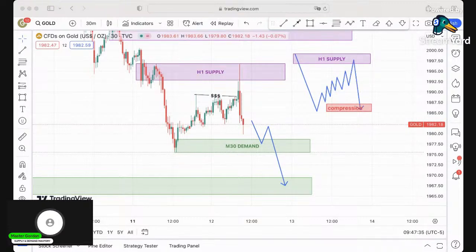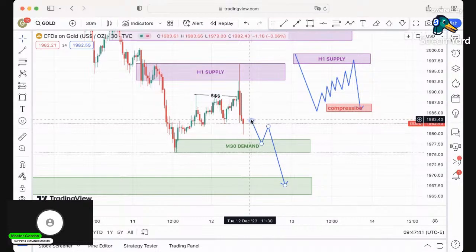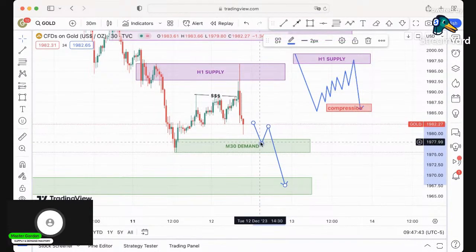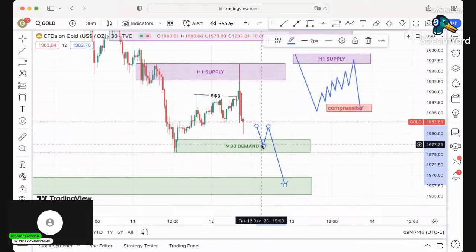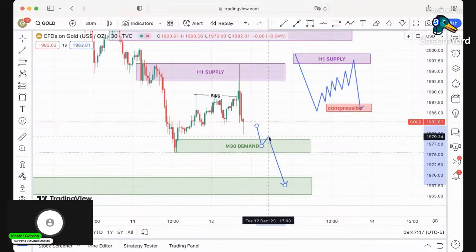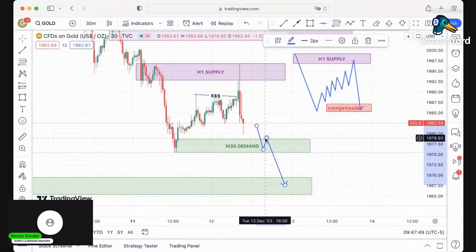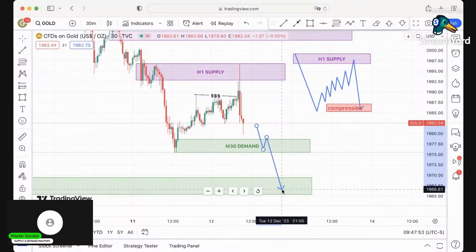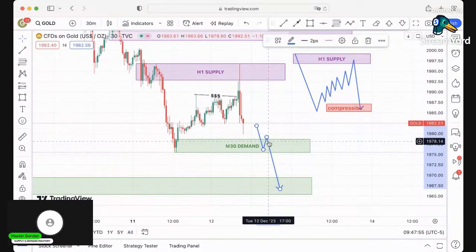If this M30 demand breaks, will you take a sell? Yes, wait for a retest. But you have to make sure it creates a zone. For example, if this M30 breaks, but before the break it forms a drop-base-drop, it forms a drop-base-drop right here.